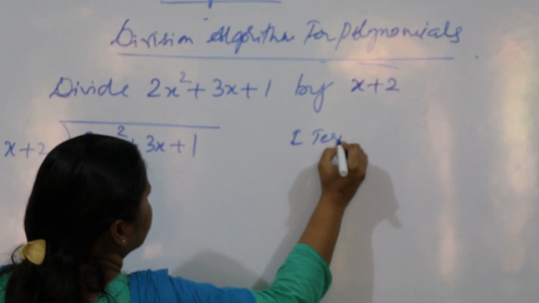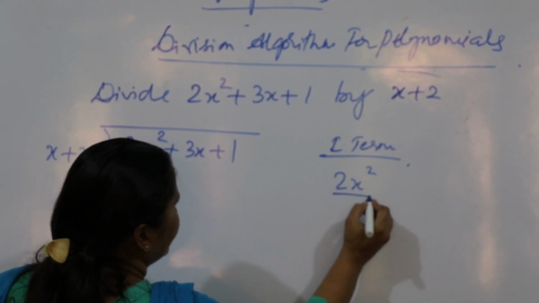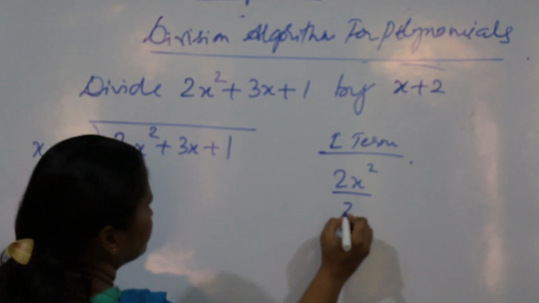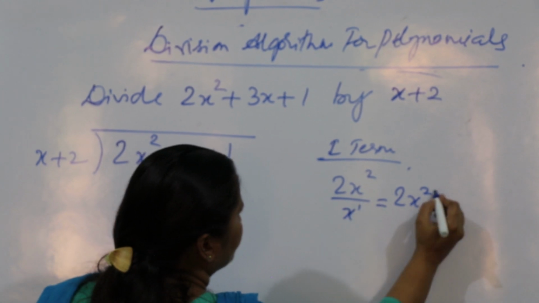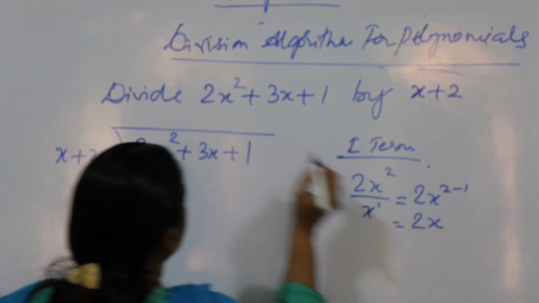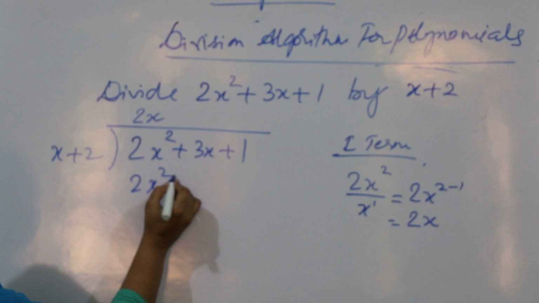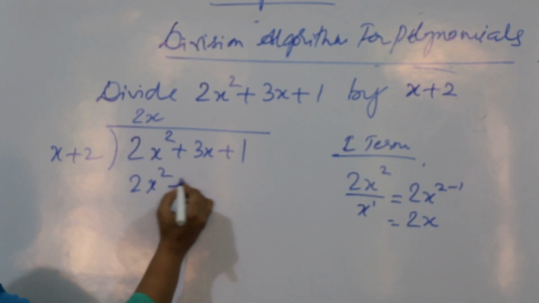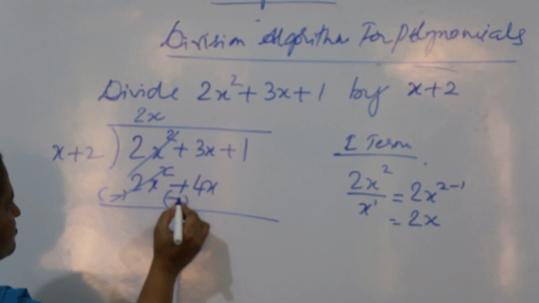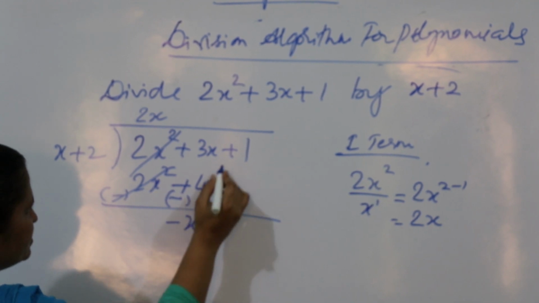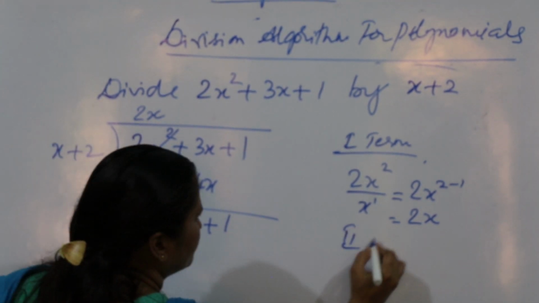First we'll take the first term, which is 2x square, and divide this by x. It becomes 2x. So the first term is 2x. So this becomes 2x square plus 4x. Change the sign. Minus 4 plus 3, minus 6. Bring this one down.